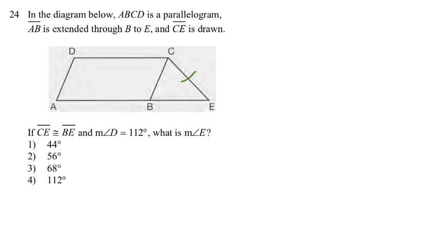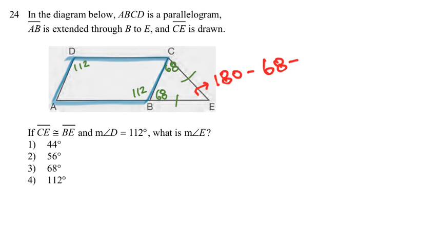Now number 24, we realize that CE is in fact congruent to BE, and then angle D is 112. That tells you that angle B, because opposite angles are congruent, is also 112. Then the other angle has to be equal to 68, because they're isosceles. So then what we end up getting is 180 minus 2 of the 68. Now the answer becomes 44. Alrighty, let's move on to the next question.